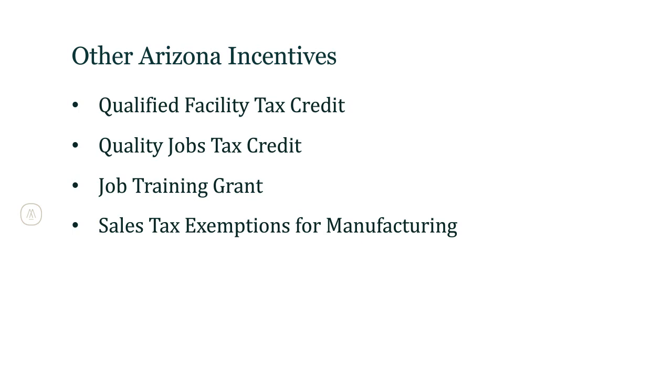The quality jobs tax credit, job training tax credit, and then an easy one is the sales tax exemption for manufacturers. But there's a lot more. That's just a few common examples. So something we always take a look at though when we're doing these R&D studies.